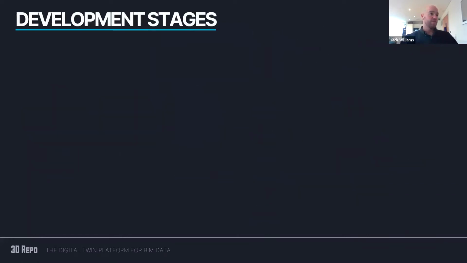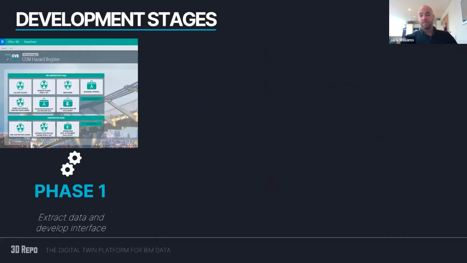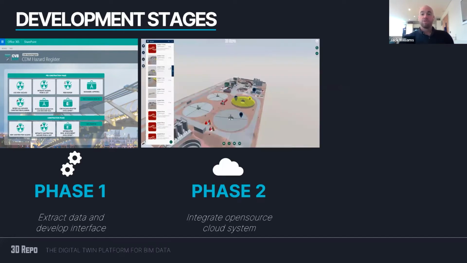So the development stages of this, right? Phase one of the initiative was to build out a structured data approach for health and safety risk information. This was built on SharePoint, but only allowed the concept to go so far. What was needed was a simple to use cloud-based environment where all project stakeholders could become involved with the risk mitigation process much earlier than ever before. And this is where 3D Repo came in.